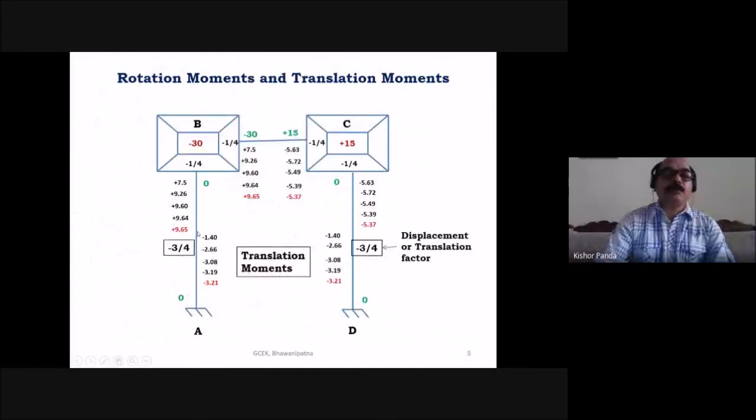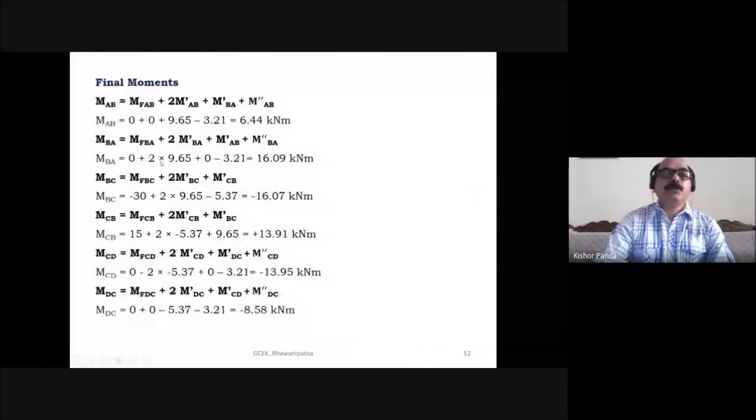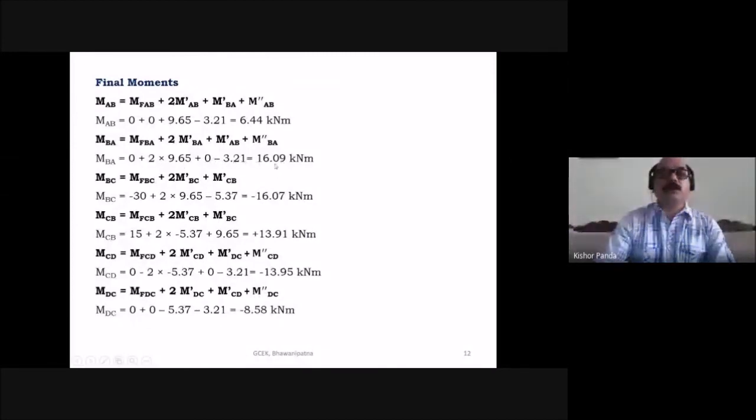9.62 into 9.65, and this side is 0, and the translation moment is minus 3.21. So 2 into 9.65 plus 0 minus 3.21. This is 16.09 kilonewton meter. So you got MAB and MBA. Similarly, find out for horizontal member MBC and MCB.